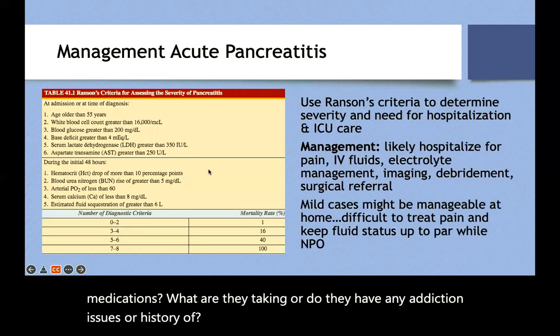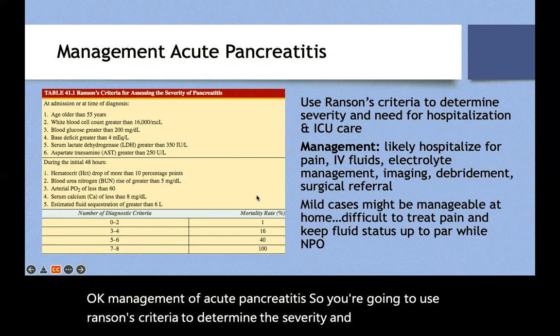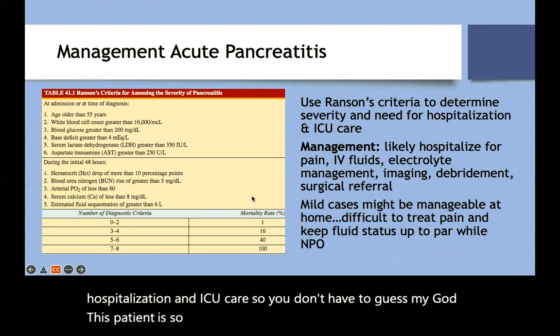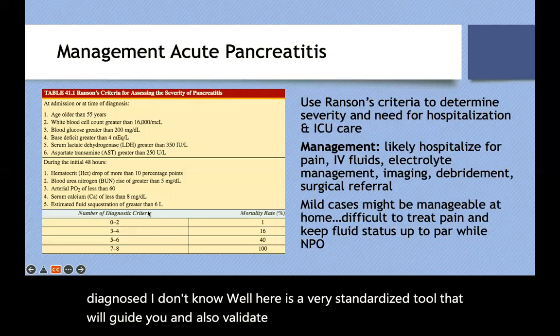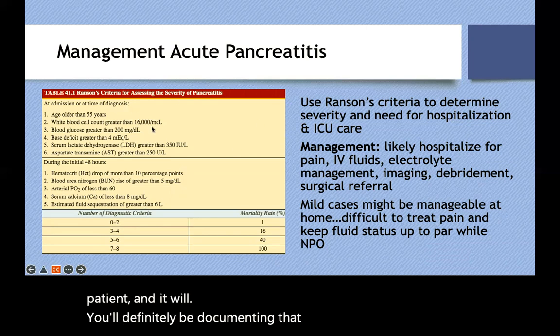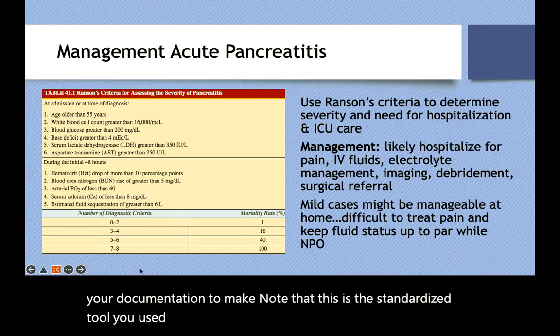Okay, management of acute pancreatitis. You're going to use Ranson's criteria to determine the severity and the need for hospitalization and ICU care. So you don't have to guess, like, oh my God, this patient is so sick, what do I do? Well, here is a very standardized tool that will guide you and also validate your need to hospitalize a patient. You'll definitely be documenting that you used this particular tool, to make note that this is the standardized tool you used to qualify your patient for hospitalization.